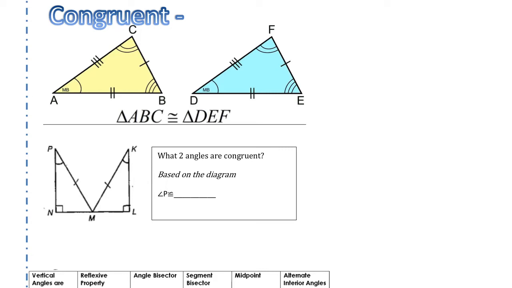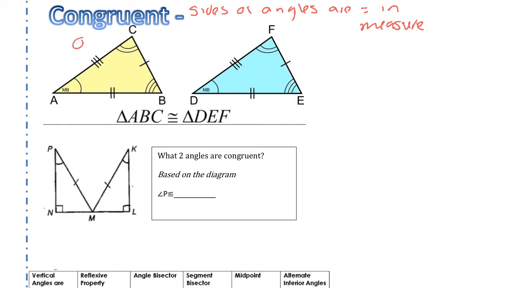So today we're going to talk about congruent statements. And congruent, well, the word congruent means sides or angles are equal in measure. So they're the same size.